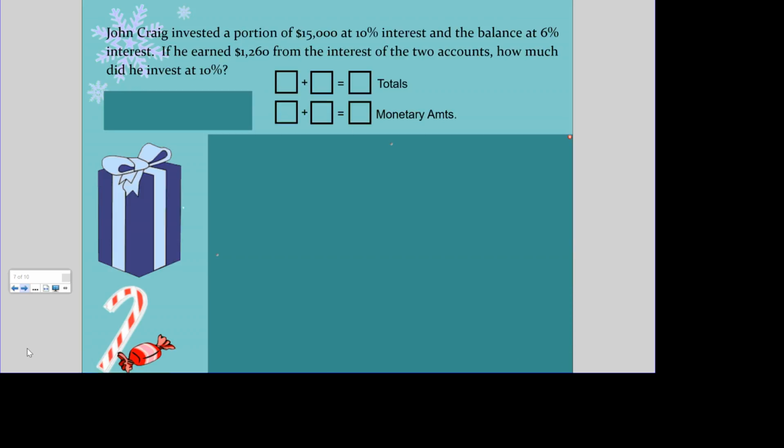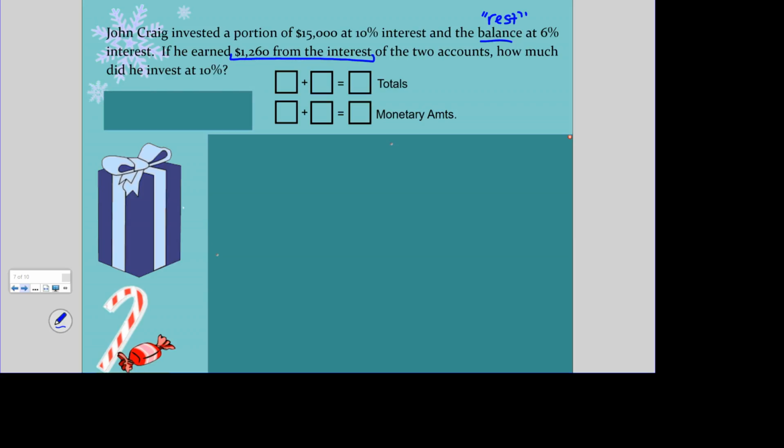So our next problem. John Craig invested a portion of $15,000 at 10% interest and the balance at 6% interest. The balance really means the rest, the remaining amount. So you can think of this as the rest. The rest of the money went in a 6% interest account. If he earned $1,260 from the interest of the two accounts, how much did he invest at 10%?